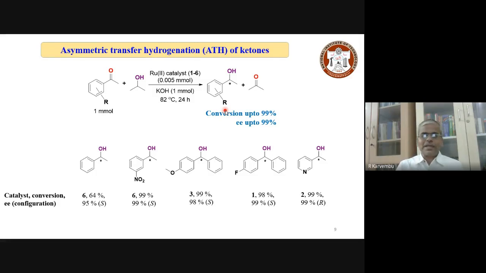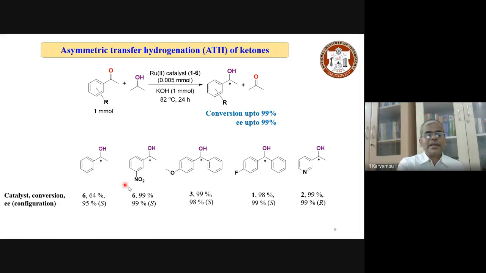But in some cases, one enantiomer is a drug molecule, whereas the other enantiomer is a poison to the human system. So you cannot take a racemic mixture as a drug molecule. You have to isolate or prepare the pure chiral molecule and administer it as a drug molecule. So there is a need for the development of a catalyst for asymmetric synthesis. So we have used the chiral ruthenium catalyst here for the preparation of chiral alcohols.